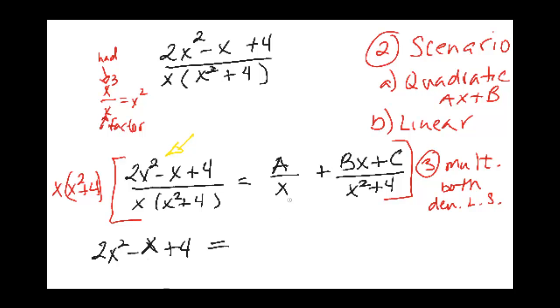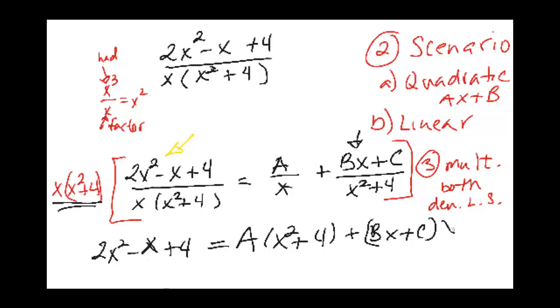And then when I multiply the a, the x would cancel with the x, leaving me with the a times the x squared plus 4. And if I were to take this whole expression and multiply it times this, the x squared plus 4's would cancel, and I'd be left with the bx plus c times x.